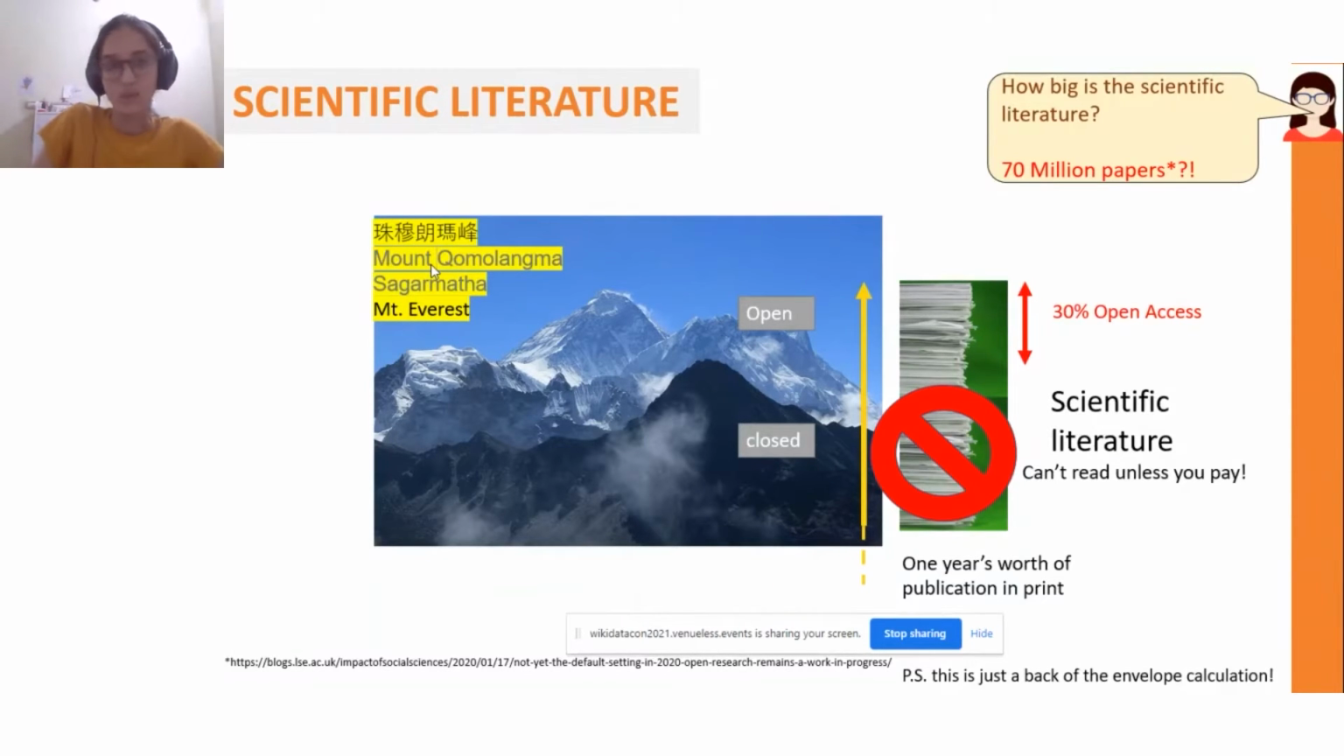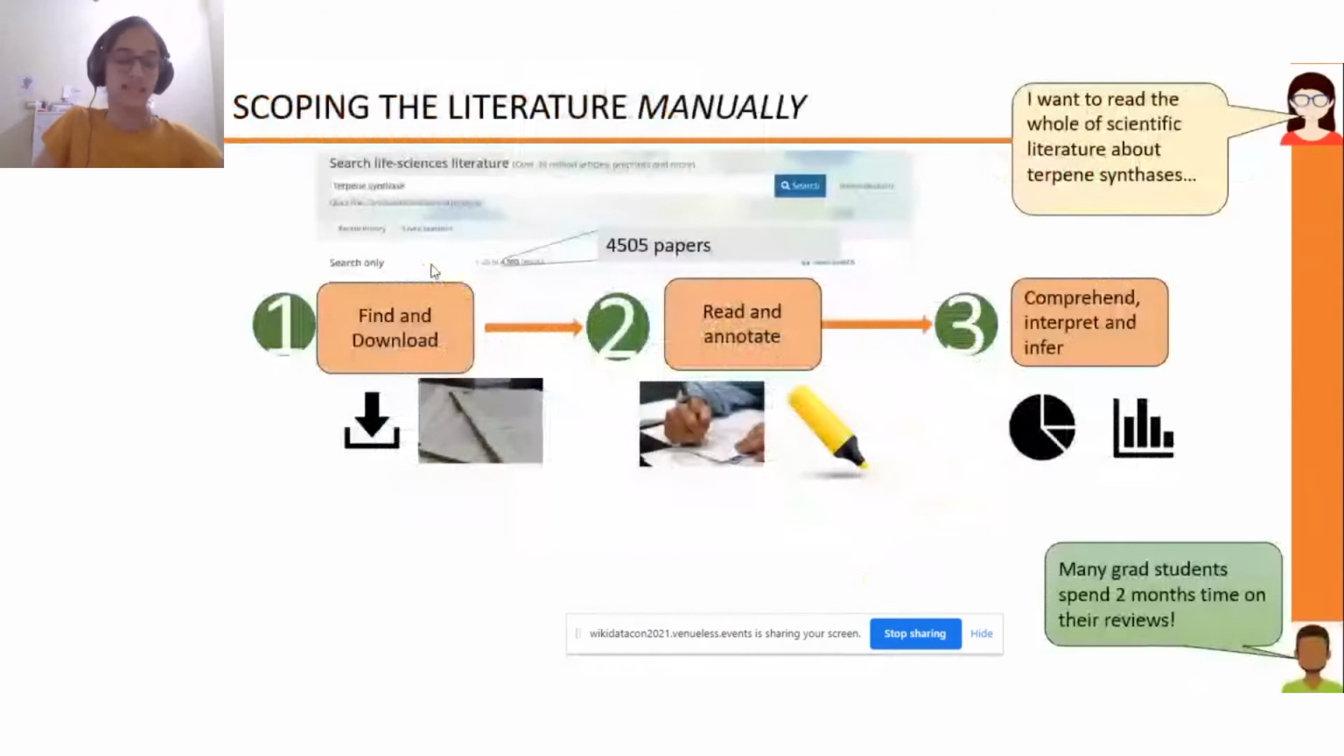Now that we know that we have to look at the open access papers, the next question is, how would I even read such a huge amount of literature? If I'm interested in terpene synthesis, there are thousands of papers. I need to first find and download these papers.